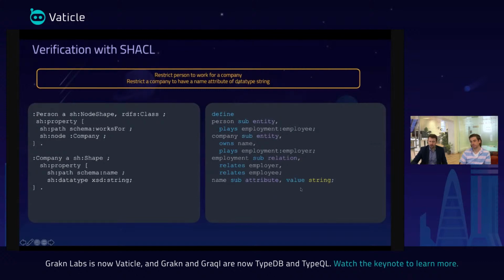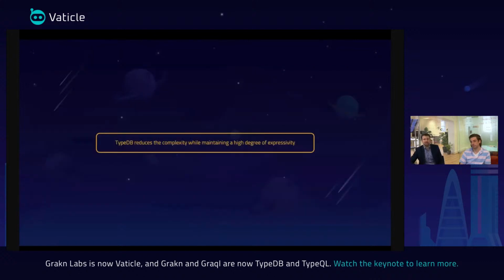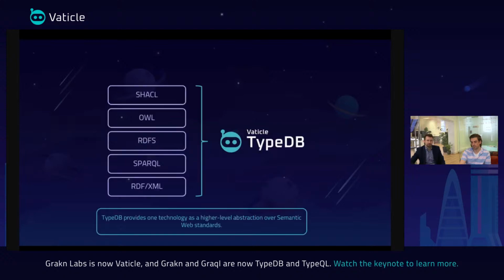And finally, we declare the data type of the attribute name. So, to summarize, TypeDB reduces the complexity while maintaining a high degree of expressivity. That goes back to my example of the do-it-yourself computers from the 70s and the Apple. TypeDB provides a higher level abstraction for working with complex data, and semantic web standards are built for the web, whereas TypeDB works for closed world systems with private data.